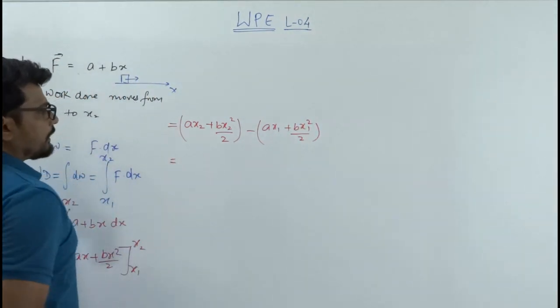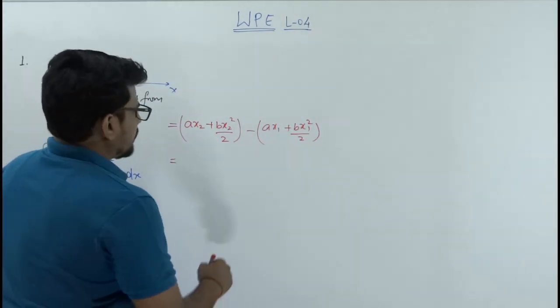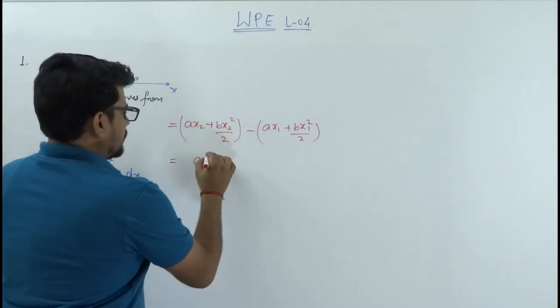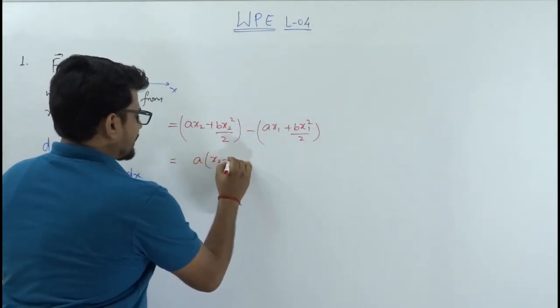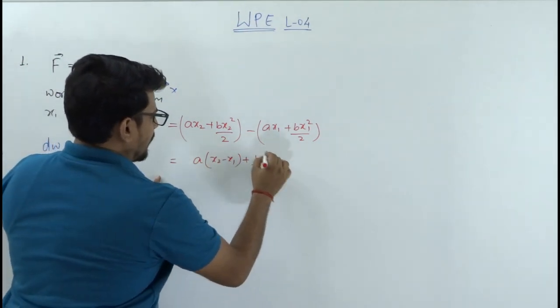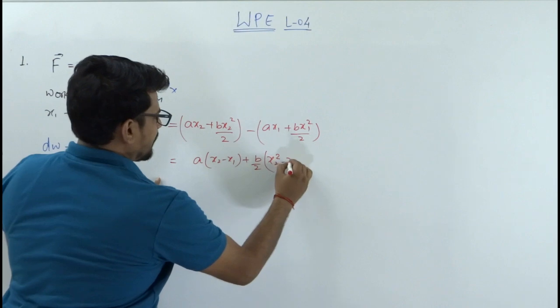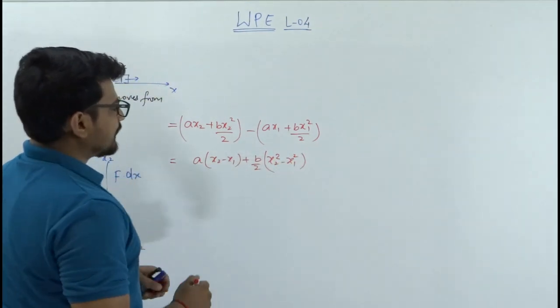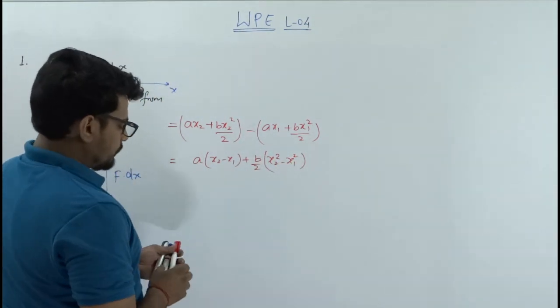All good. Now let us take the common out. I think we can just do like this. We can have x2 minus x1 and plus b upon 2. I could have x2 square minus x1 square. You can actually simplify this one more step.